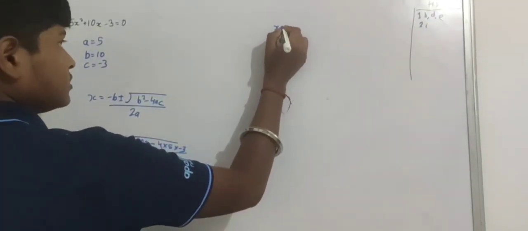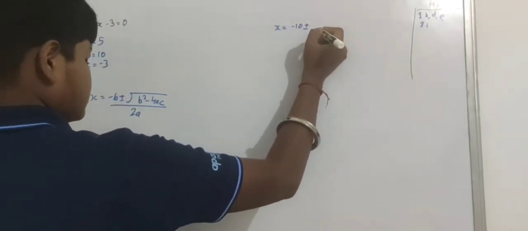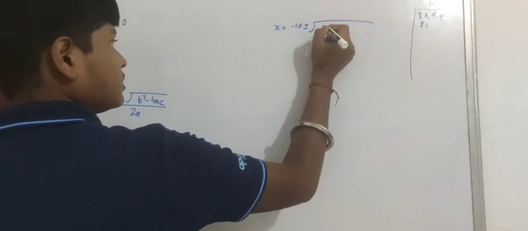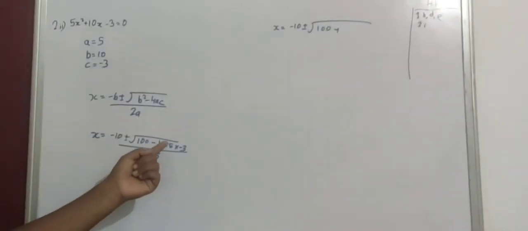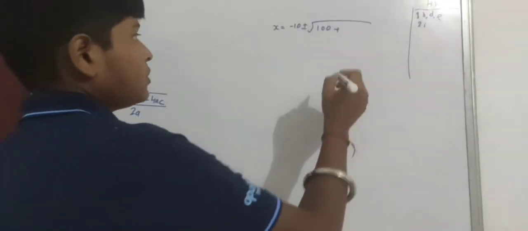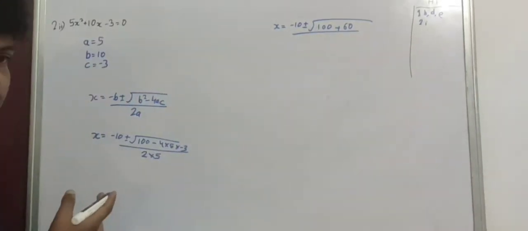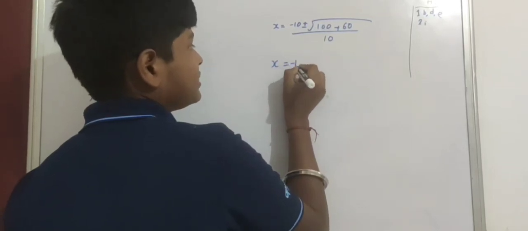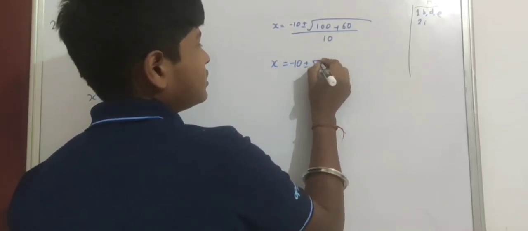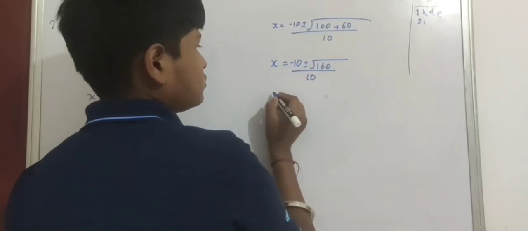I'm solving it here. We have x equals to minus 10 plus minus under root. So now solve it. We have 100 plus, so 5 into 4 is 20, then minus 3, that is 60, and minus is there, so plus 60 divided by 2 into 5, that is 10. Now x is equals to minus 10 plus minus under root 160 divided by 10.